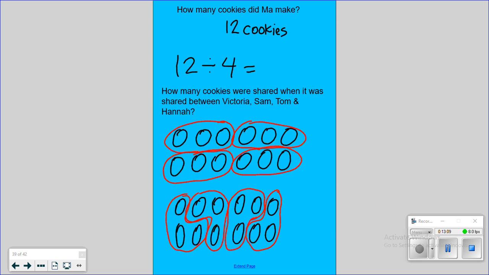Victor, sit up, love. Bladen? 3. Unless you do it differently. There, every friend is still going to get 3 cookies no matter how you circle it. At the bottom it says blank cookies each. How many cookies is that per person? 3. 3 cookies each.